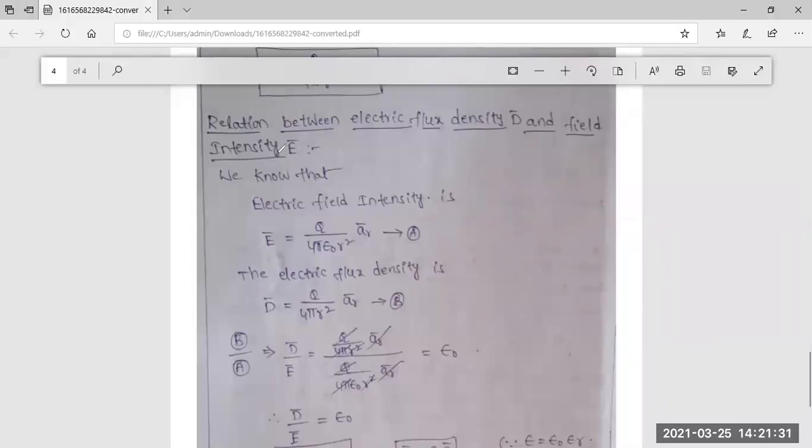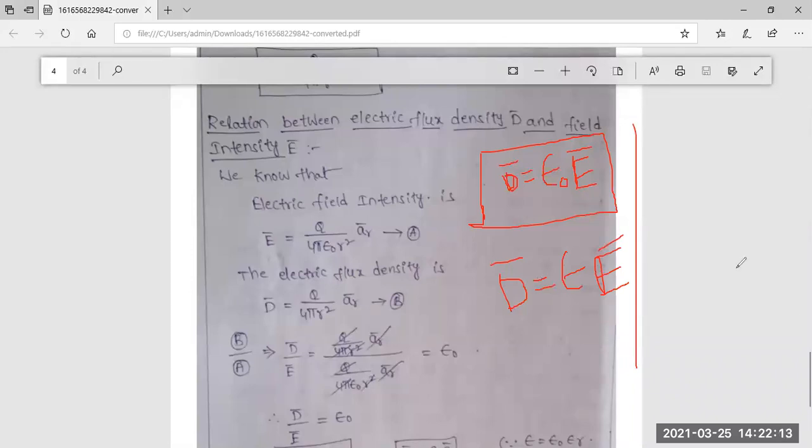Then we want to find the relationship between electric flux density and field intensity. Electric flux density is D bar. D bar is equal to epsilon naught into E bar, or epsilon E bar, whatever it may be, based on the medium. If the medium is a material, then take epsilon. If the medium is free space, then take epsilon naught. That is the difference. Don't confuse and don't bother about that. D bar is equal to epsilon naught into E bar, or simply for a material, D bar is equal to epsilon E bar.